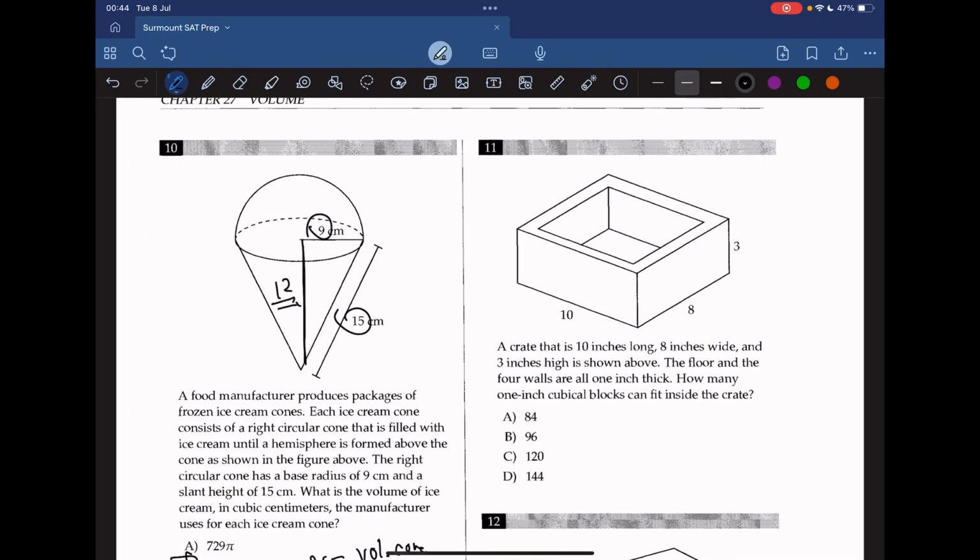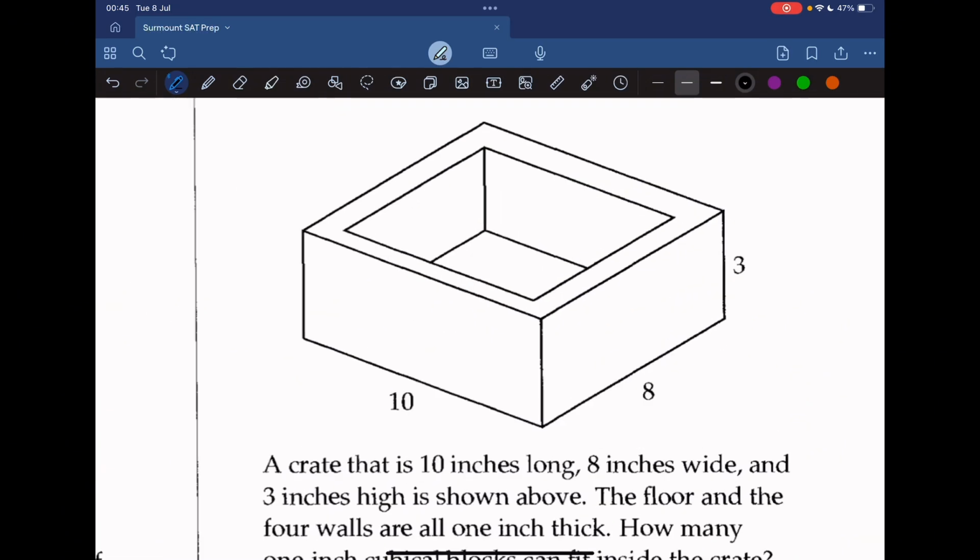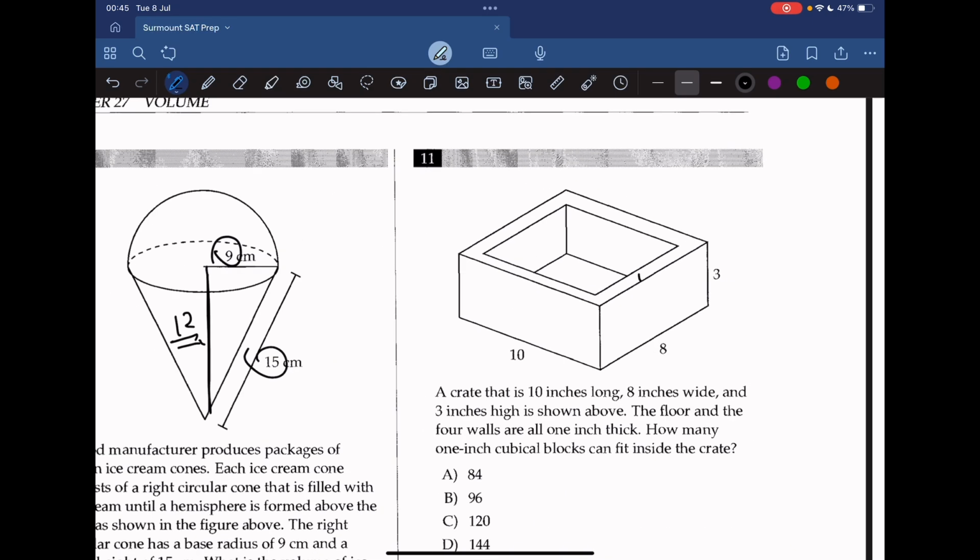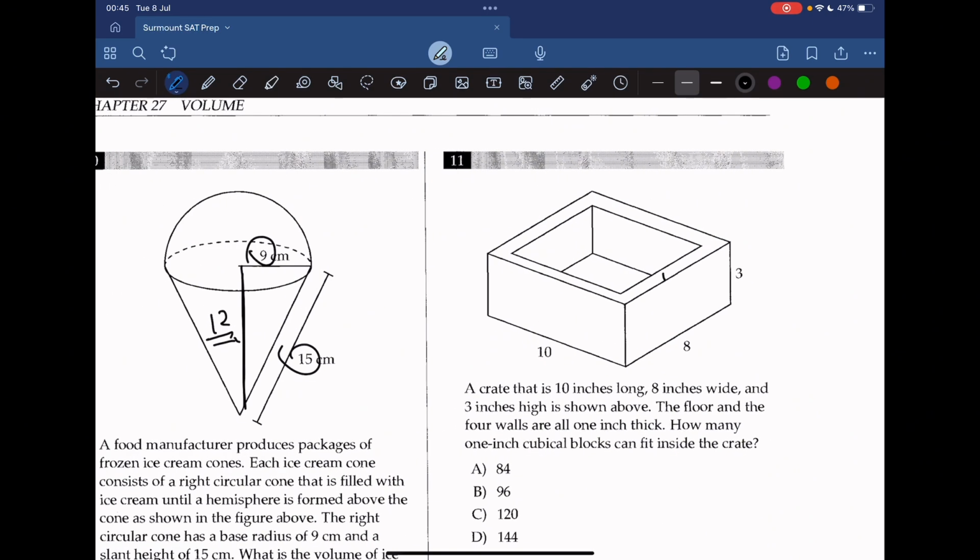Okay, let's move on to question 11. A crate that is 10 inches long, 8 inches wide, and 3 inches high is shown above. The floor and the walls are all 1 inch thick. So this is 1 inch thick. How many 1 inch cubical blocks can fit inside the crate, right?